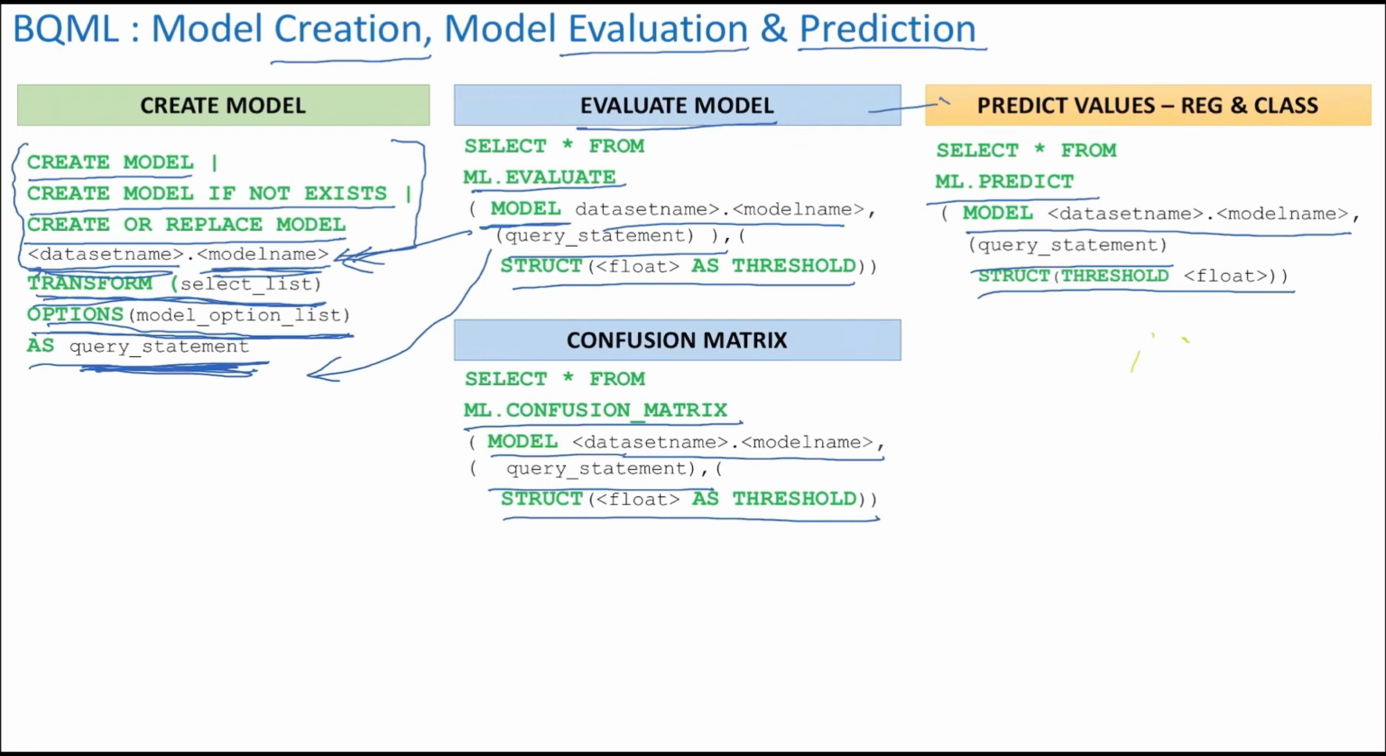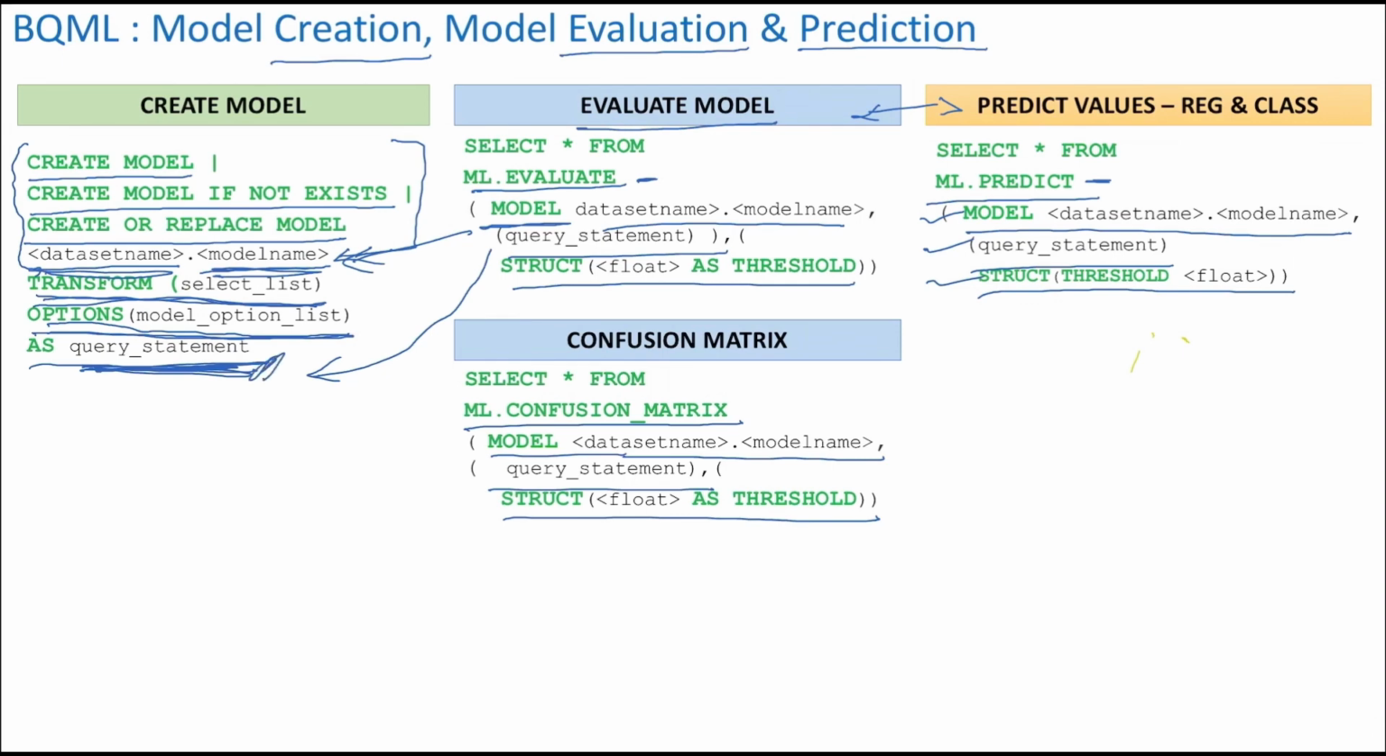If you look at this, the two are very similar to each other, just ml.evaluate gets replaced by ml.predict. The constituents are the same: you're specifying the model, the data, and the threshold. Again, keep in mind that the names of the variables or features that you're trying to predict should be and must be the same as what you used in the query statement here.